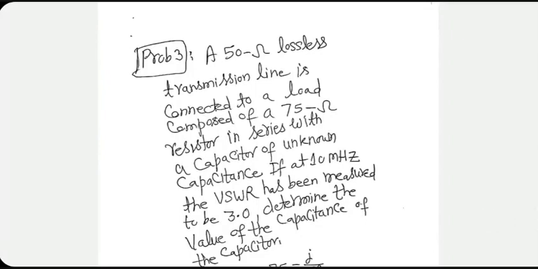A 50 ohm lossless transmission line is connected to a load composed of a 75 ohm resistor in series with a capacitor of unknown capacitance. If at 10 megahertz the VSWR has been measured to be 3.0, determine the value of the capacitance of the capacitor.